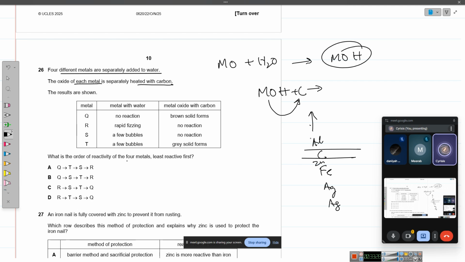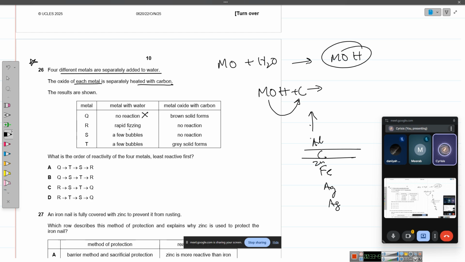The order of reactivity of the four metals, and least reactive. I think this is the grade breaker question. It's a star question in the whole paper, the most difficult one. So no reaction, we don't see any reaction. That means the metal is most reactive. That is why it is not reactive with carbon at all. It's not doing anything with carbon.